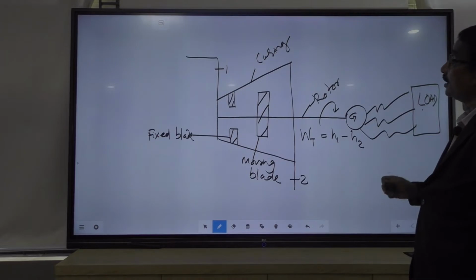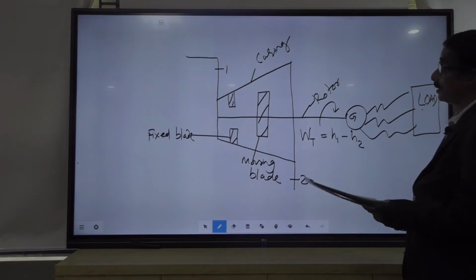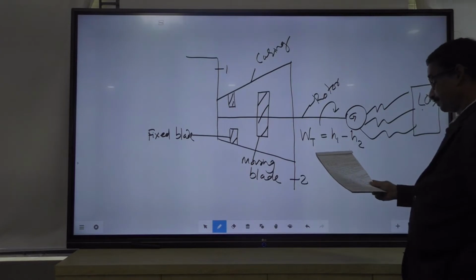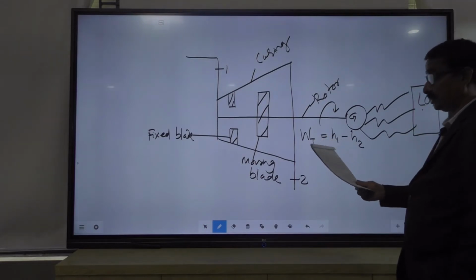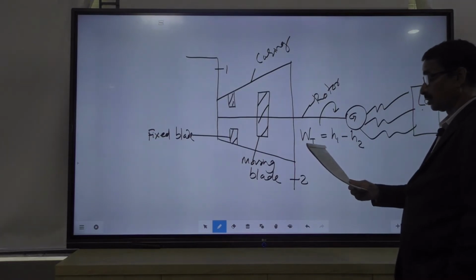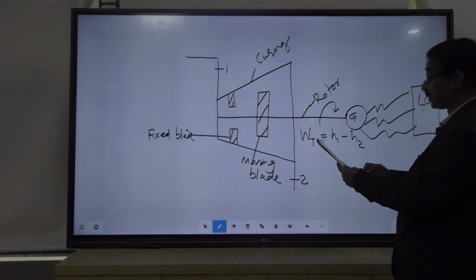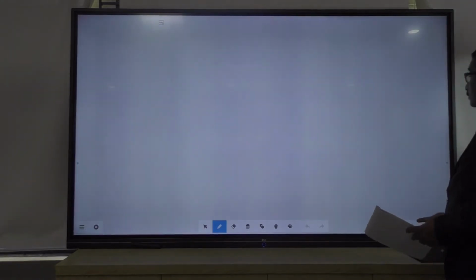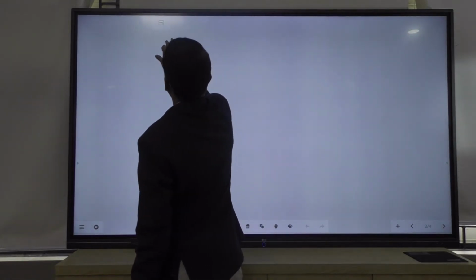So, this is the arrangement of the rotor and fixed blades in the turbine. You can also remember the function of the nozzle is to convert pressure energy. Here I will discuss how the nozzle works. Now, come to the function of the nozzle.